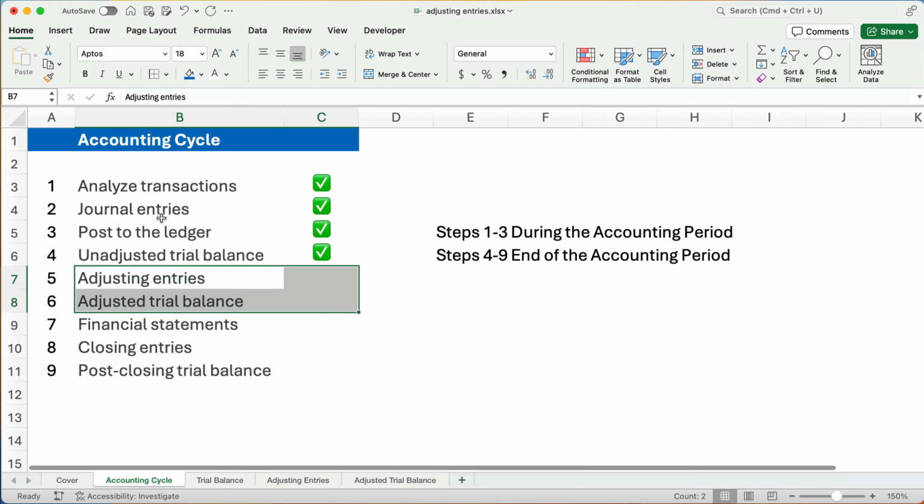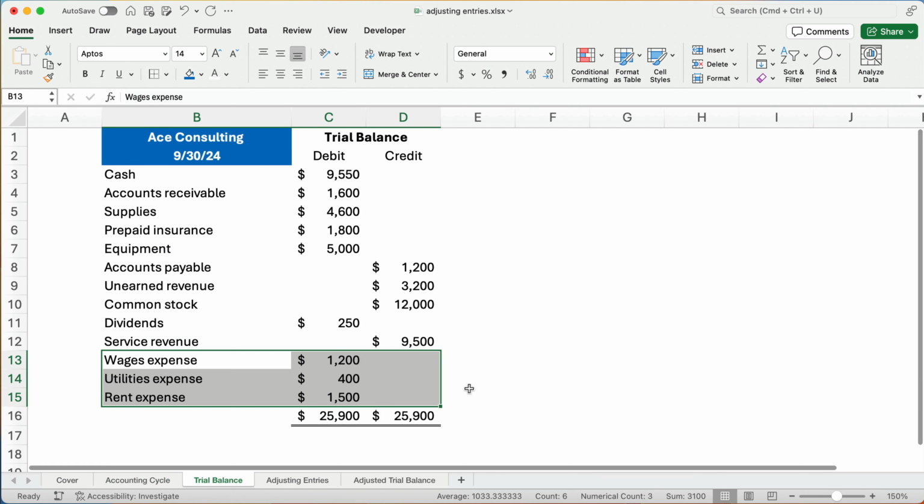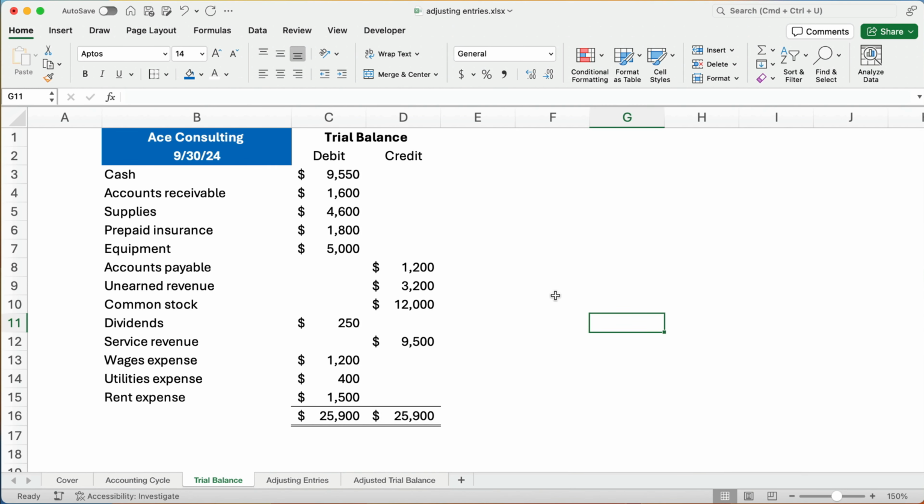We've made journal entries, we've posted to the ledger and figured out the account balance. In the previous video we did the trial balance, showed how to do the trial balance from start to finish. So here in this video we're going to do the adjusting entries and the adjusted trial balance. Now, over the month, things change. So here we have a trial balance at the end of the period.